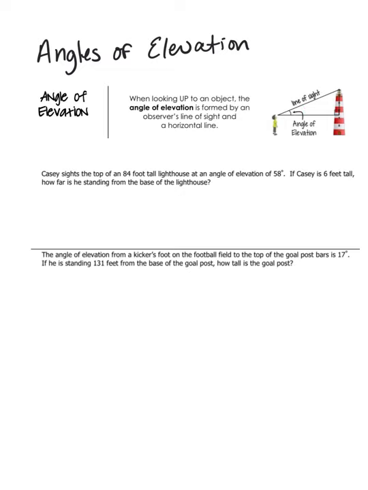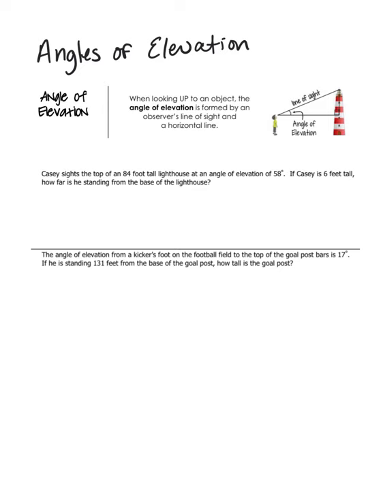So let's look at a couple of examples, and we need to read these examples and be able to draw the triangle. So this says that Casey sights the top of an 80-foot tall lighthouse at an angle of elevation of 58 degrees. If Casey is 6 feet tall, how far is he standing from the base of the lighthouse? So I need, and luckily this appears to be the same picture that's drawn here.